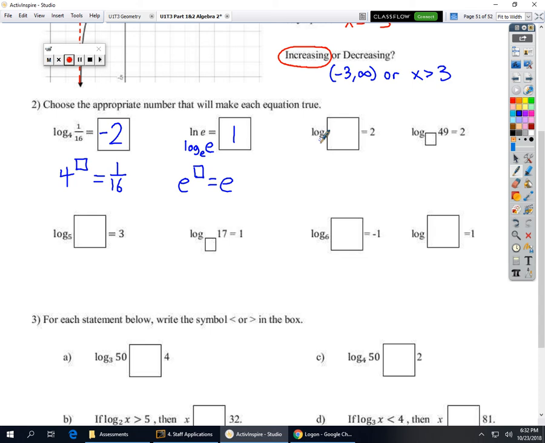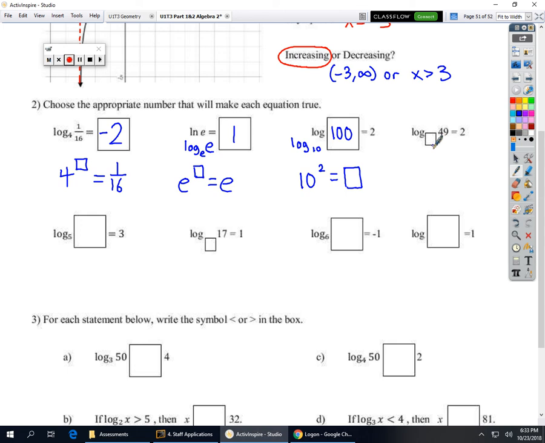This one's log. There is no base that they specified, so that means it's log base 10. So log base 10 of something equals 2. So 10 to the 2 equals something. Well, what's 10 squared? That is 100. Yep, 10 to the 2 is 100.